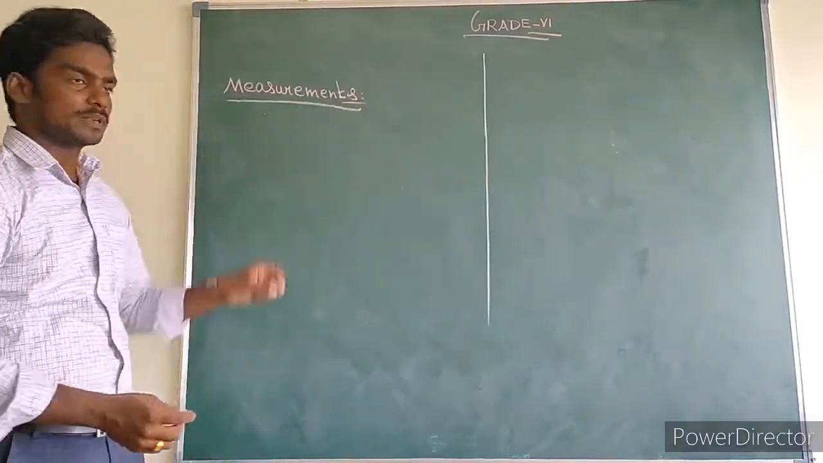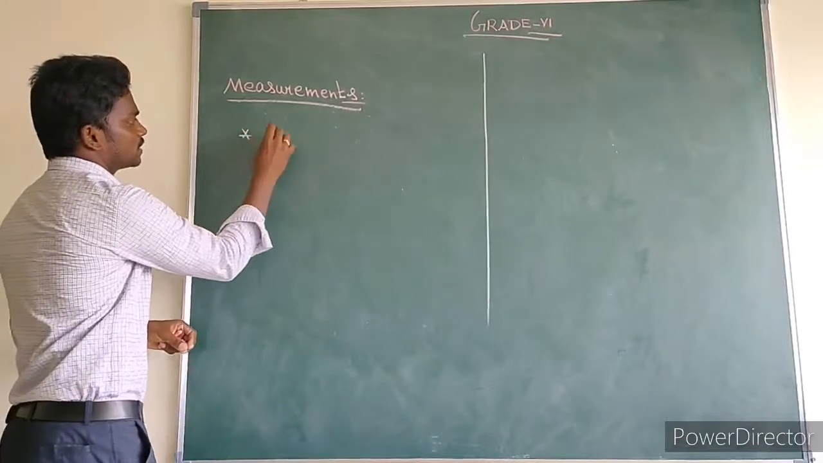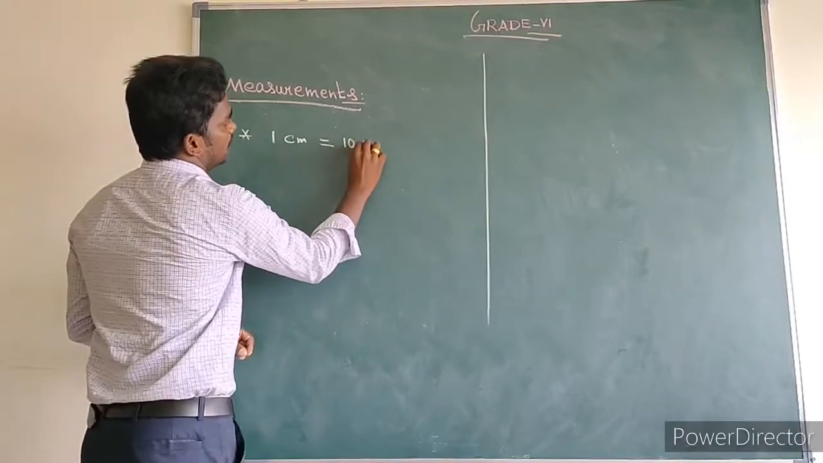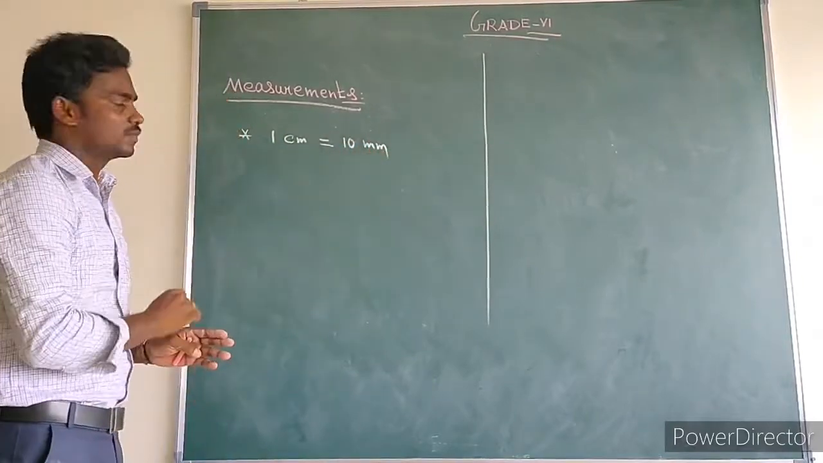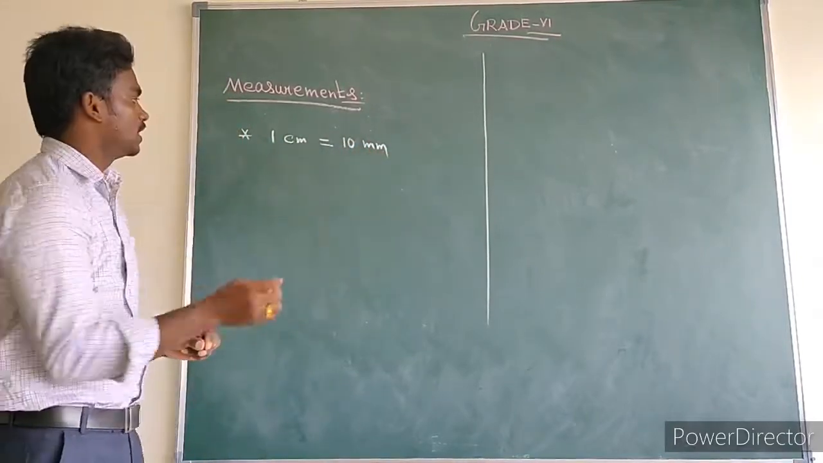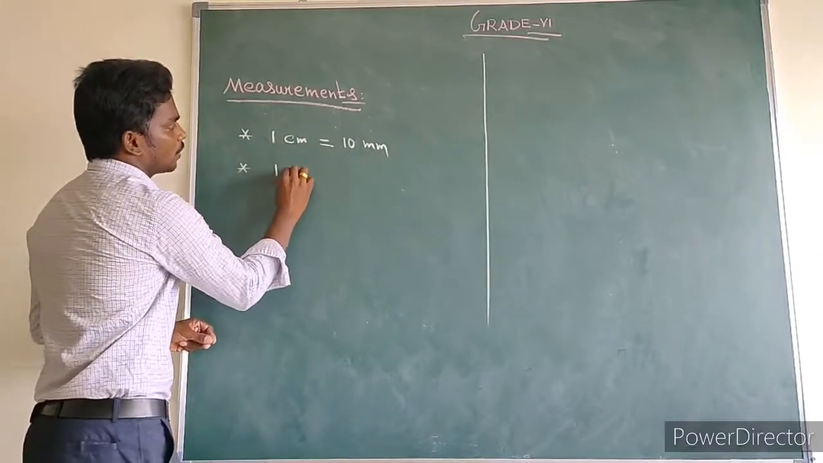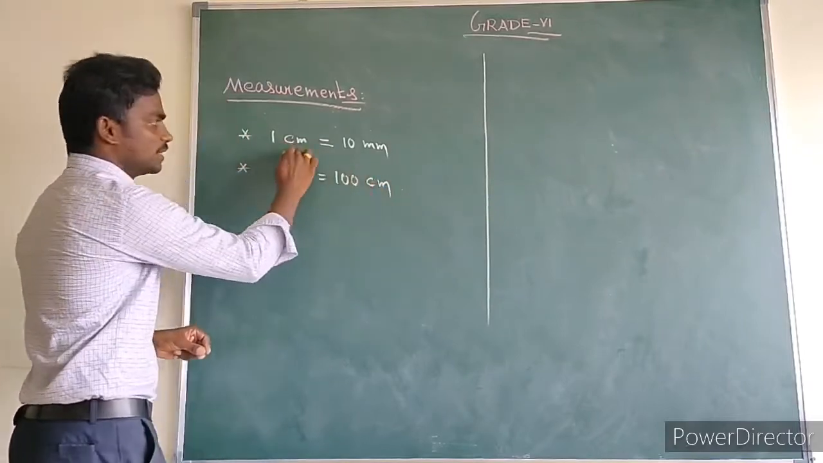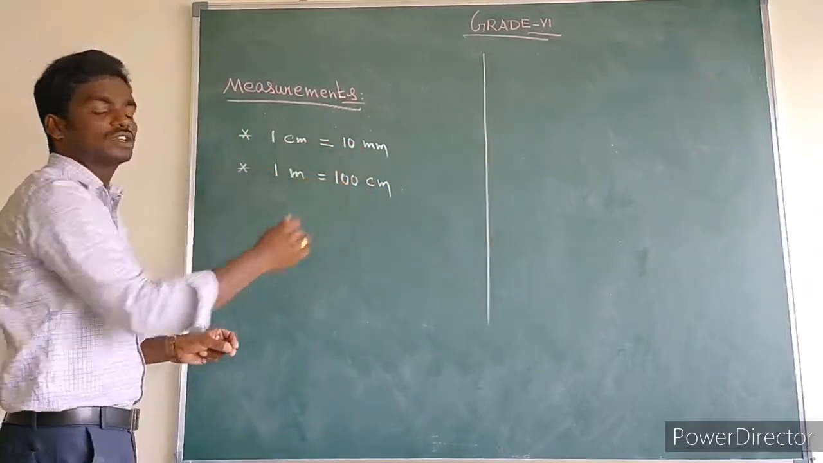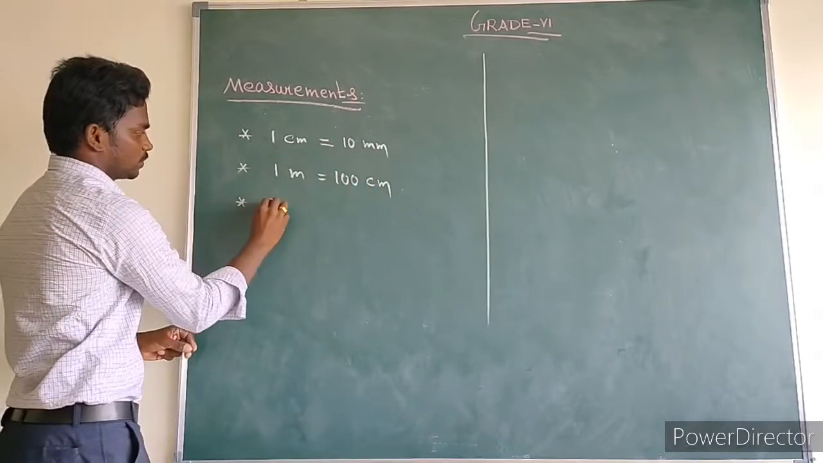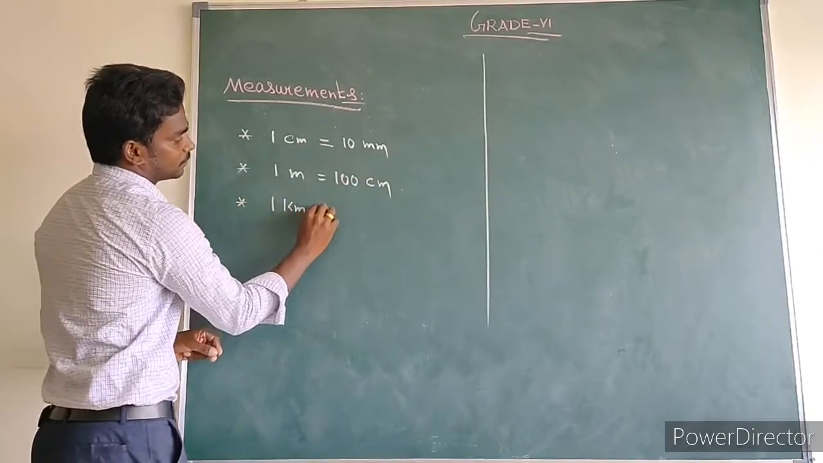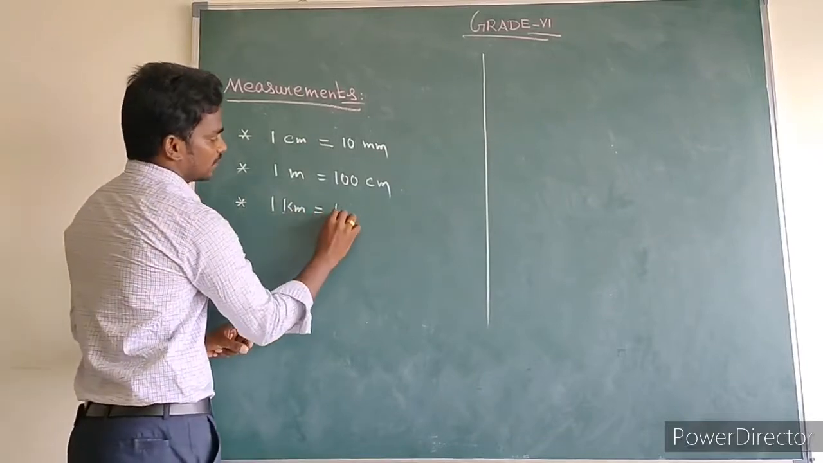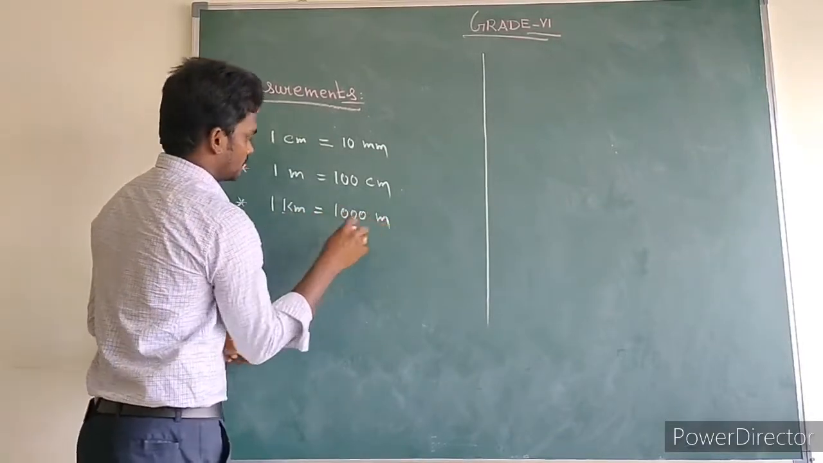So next one is measurements. So see what are measurements. 1 centimeter equal to what is that? 10 millimeters. Measurements we already know, right? 1 meter equal to 100 centimeters. Next one, what is 1 kilometer? Kilo means 1000, right? 1 kilometer equal to 1000 meters.